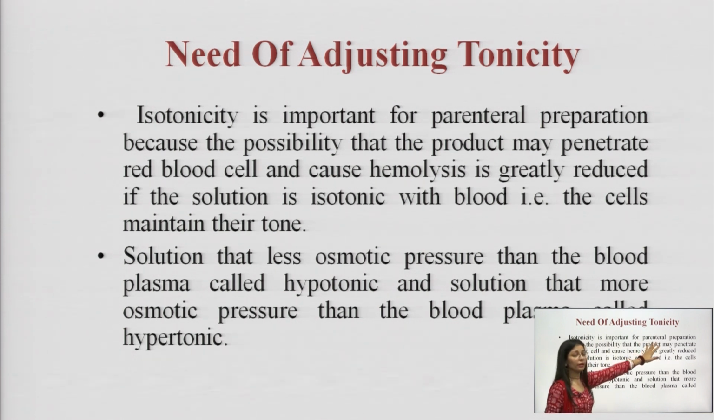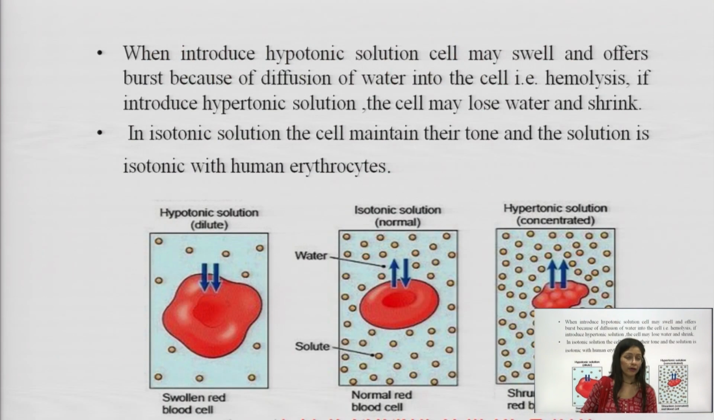Isotonicity is important for parenteral preparation. Okay, why? Because the possibility that the product may penetrate into the RBC and cause hemolysis is greatly reduced if the solution is isotonic. Okay, if a solution is isotonic, it cannot rupture or cannot swell the RBCs. Okay, how you can see it?